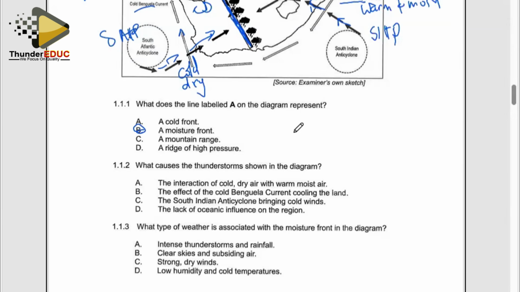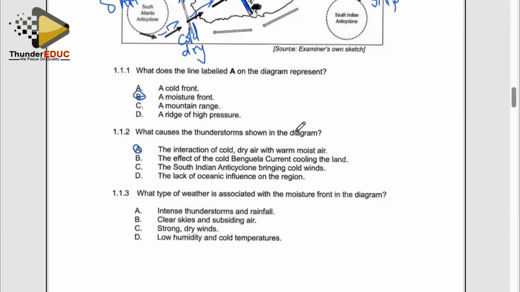Right. Then number 112, what causes the thunderstorms shown in the diagram? The thunderstorms are caused by the interaction of cold, dry air with warm, moist air. Our response is A. The interaction of these two air masses will result in the thunderstorms.